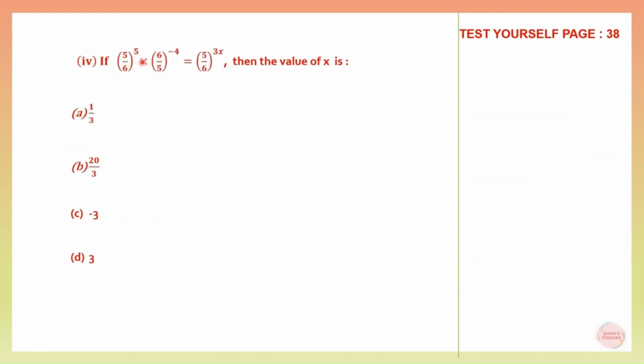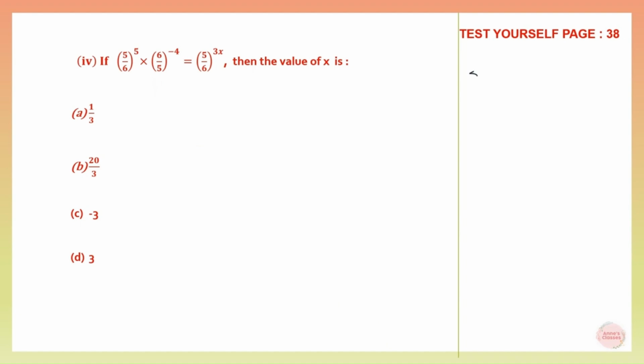Question 4. If (5/6) raised to the power of 5 into (6/5) raised to the power of minus 4 is equal to (5/6) raised to the power of 3x, we have to find the value of x. So this one will remain as (5/6) raised to the power of 5. Here the power is negative, so we can change the power to positive by writing the reciprocal of this. So let's do that first.